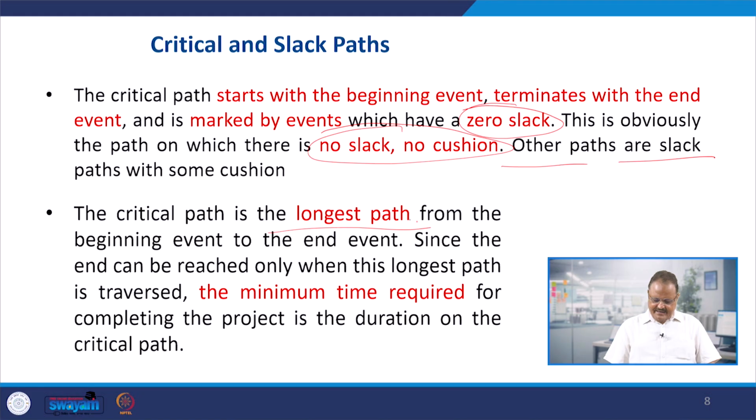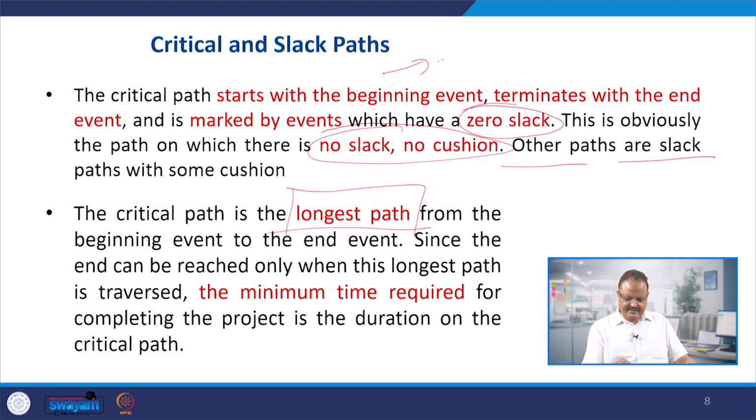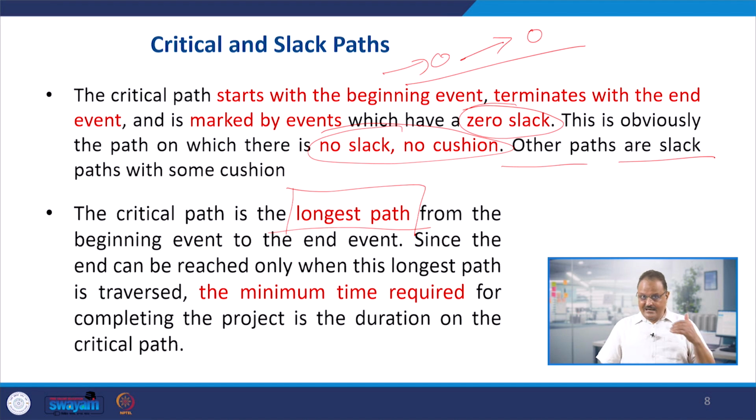I am telling you time and again, the critical path is the longest path from the beginning event to the end event, because you are going to complete all this. For example, this is going to be the longest path, right? Because it has to take into consideration all the activities and all the events.